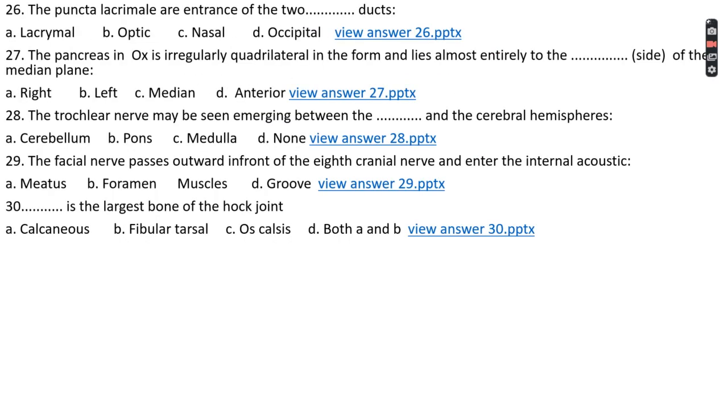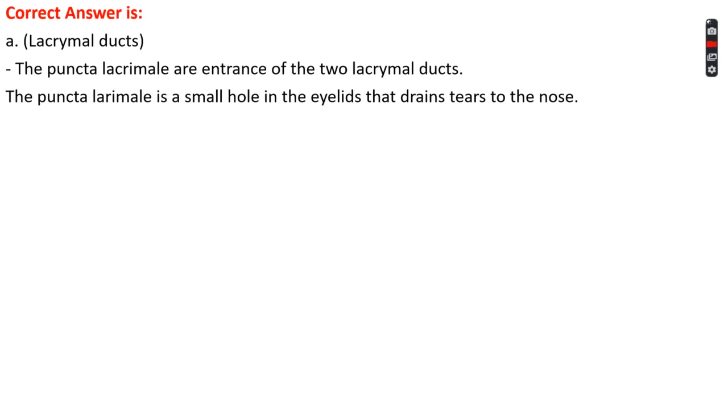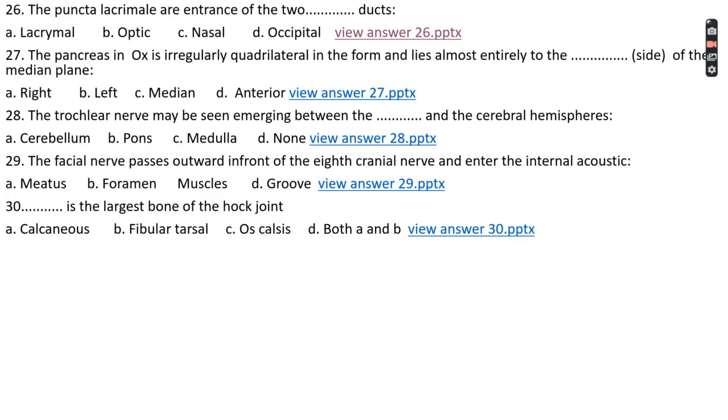Question number 26. The puncta lacrimalia are the entrance of the two dash duct. Option A lacrimal, option B optic, option C nasal, option D occipital. The right answer is option A, that is lacrimal duct. The puncta lacrimalia are the entrance of the two lacrimal ducts. The puncta lacrimalia is a small hole which is actually present in the eyelid that drains tears to the nose.